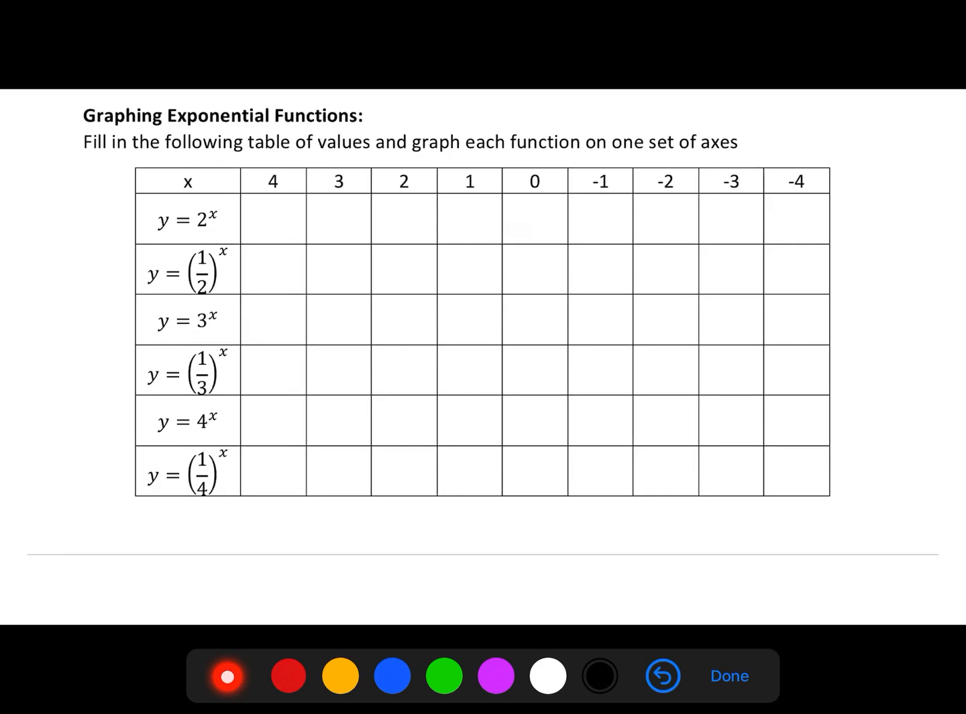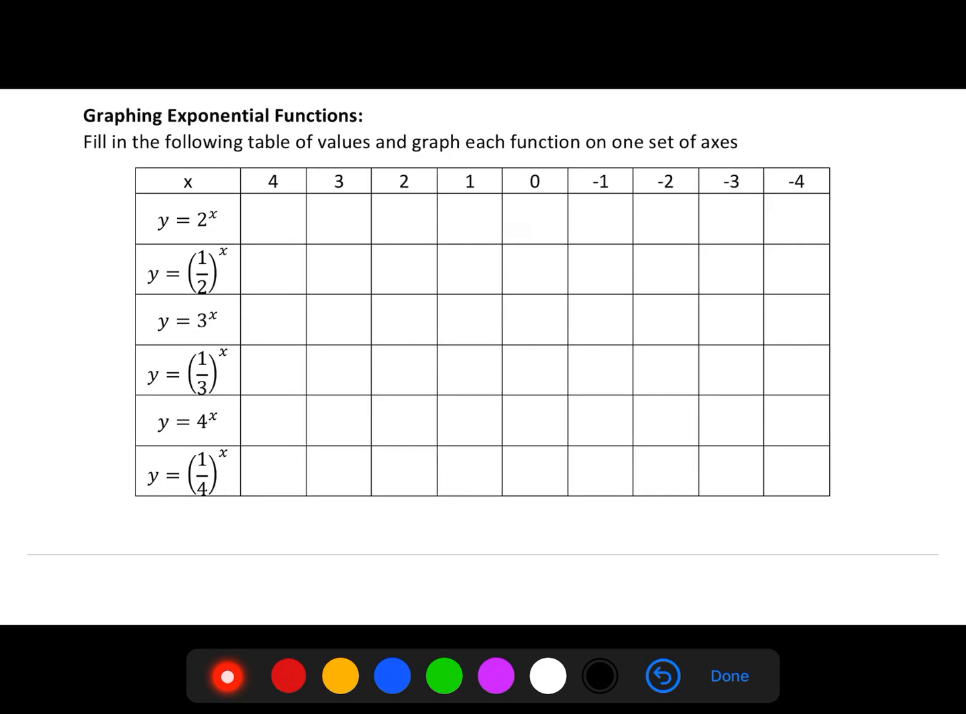So an exponential function is any function that has the variable as the exponent. So you'll notice for all 6 of these functions, our x is our exponent. So taking a look at coming up with our table of values so we can graph these functions.